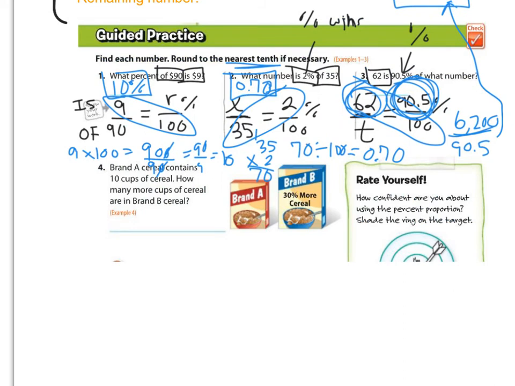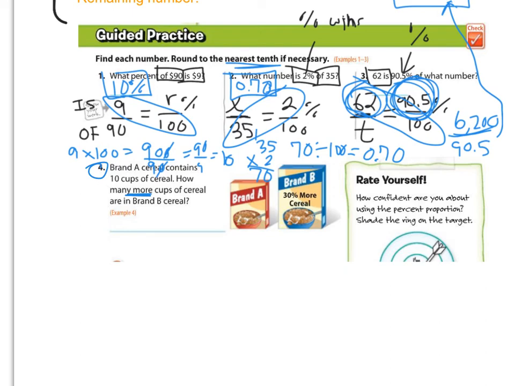All right, the last one we're going to focus on is problem number 4, which is somewhat of a challenge problem, not too bad. Brand A cereal contains 10 cups of cereal. They want to know how many more cups of cereal are in brand B cereal. So you got to be careful with that. They're not asking how many cups are in brand B. They want to say how many more cups there are. So you have to figure that out first, how many cups are in it, before you can figure out how many more. Okay, step number 1, set up your proportion.